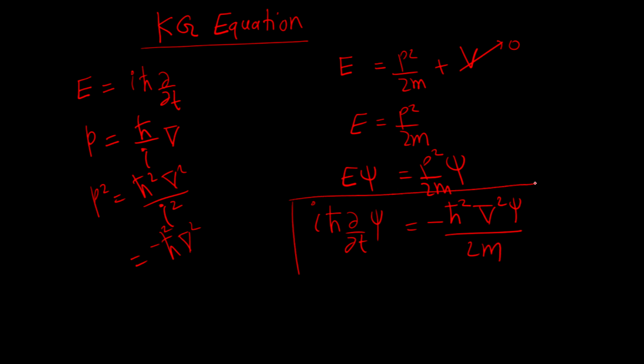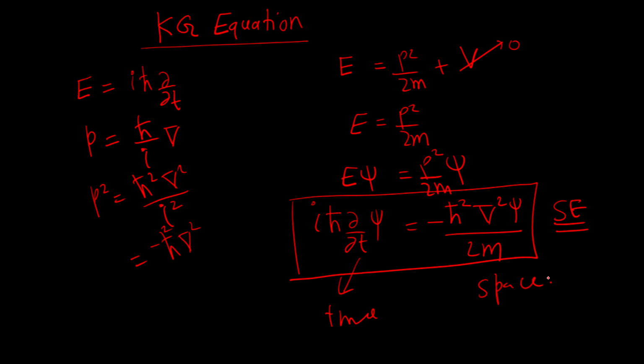So this is the Schrodinger equation, and as we can see, this is the time part and this is the space part. And they have different order: time has a first derivative, space has a second derivative. Due to this, it is not Lorentz invariant, Lorentz covariant in general.